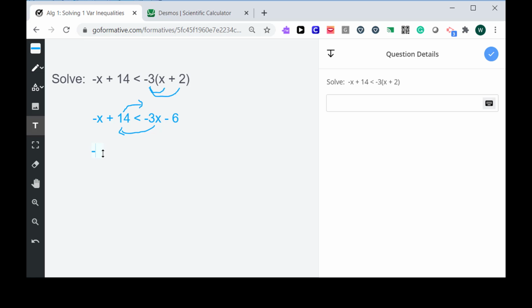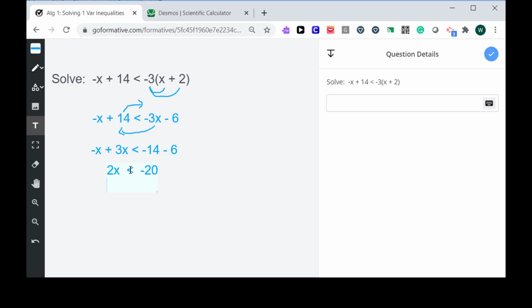So the negative x stays. The negative 3x is going to come as positive 3x. We're going to have less than, and then the 14 is going to move to the other side, so negative 14. And the negative 6 is going to come down. Now we're going to do the next step, which is combine like terms. So we're going to combine these two. And that will give us 2x less than, and then we have negative 14 minus 6. It will be negative 20.